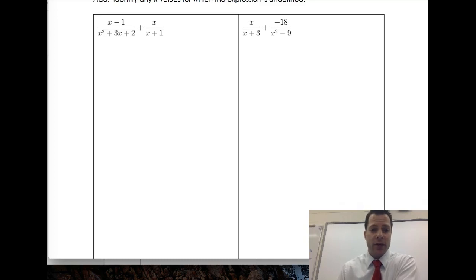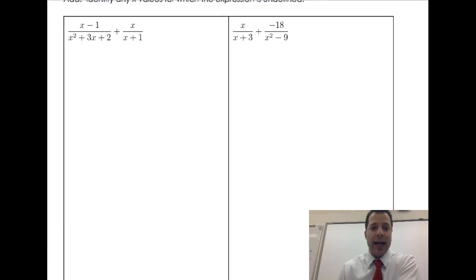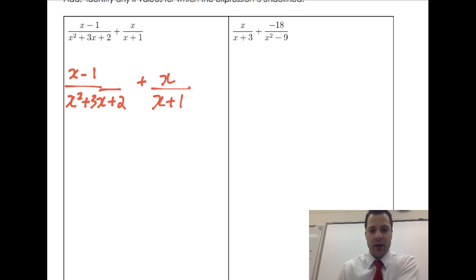So here's our first example. We're going to take x minus 1 over x squared plus 3x plus 2 and add to that x over x plus 1. Off the bat we see two different denominators. The first thing you want to do is factor, because we need the LCM.